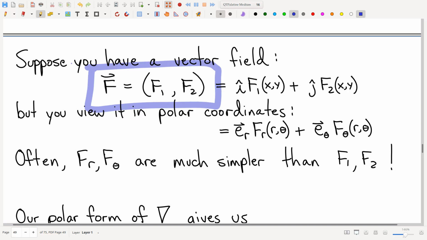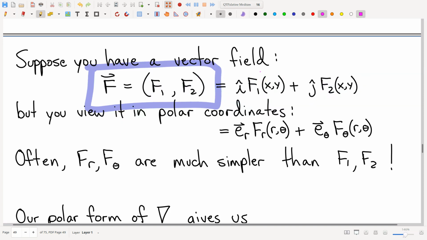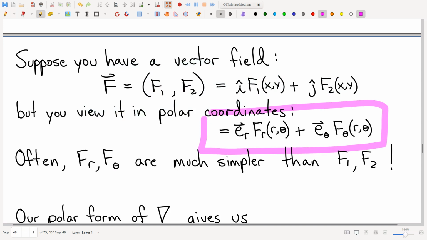In particular, like so, right? You notice that these are literally coefficients of rectangular standard basis vectors. All right, well, very often it's much easier to write as linear combinations of polar standard basis vectors.